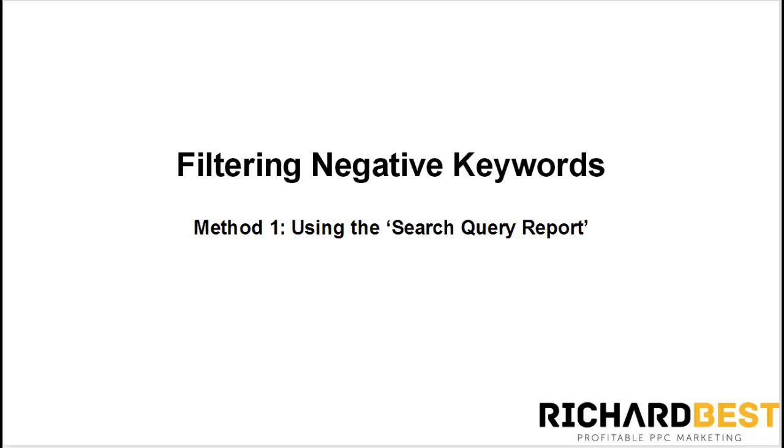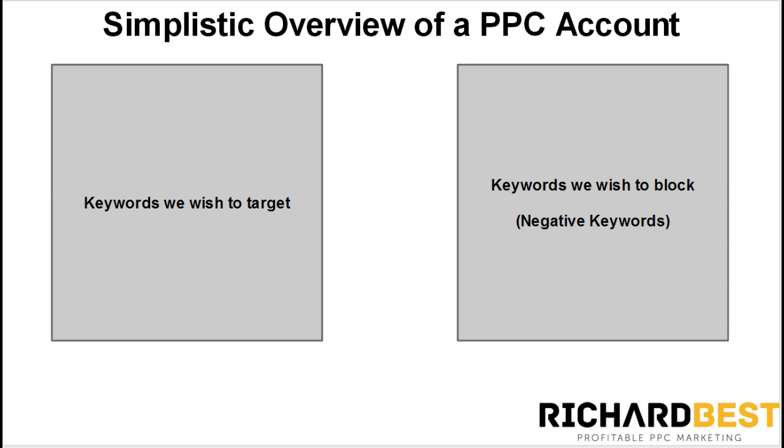So this is my tutorial on filtering negative keywords, and the method 1 we're going to go through is using the search query report. So first of all, let's look at a simplistic overview of a PPC account. We have keywords we wish to target, and then we also have keywords we wish to block, and we call these negative keywords. And it's these negative keywords we're focused on in this tutorial.